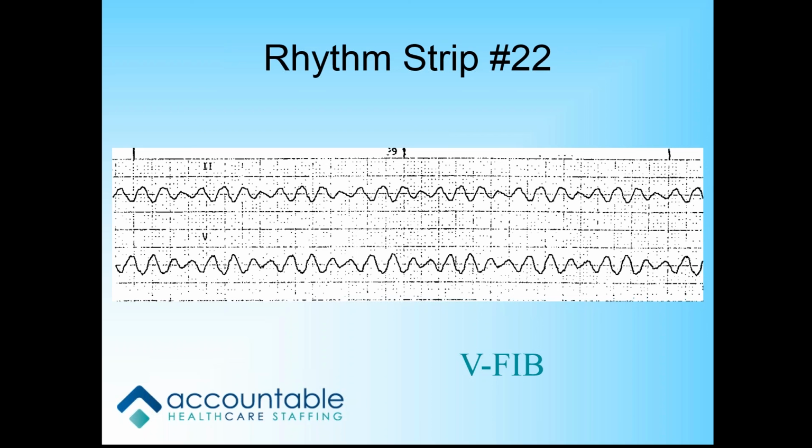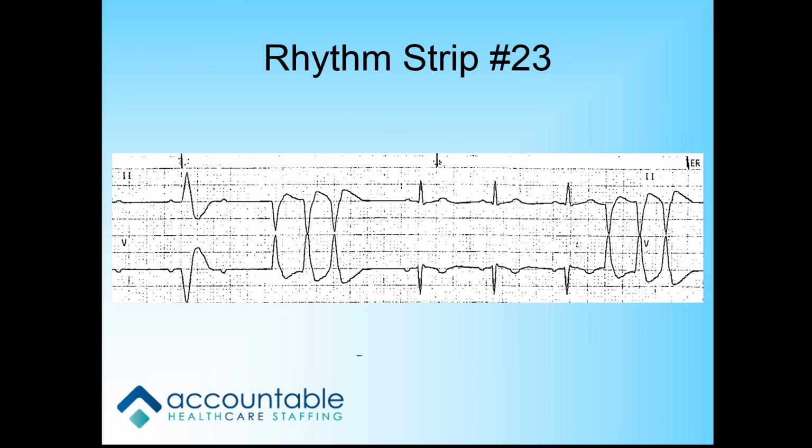Crystal. Next. This looks like it has runs of VTAC. Very good. That's exactly what it has. So if you break this rhythm down, if you look at the first complexes, you have a single PVC. They're pointed in different directions. And then you have a 3-beat run of VTAC.